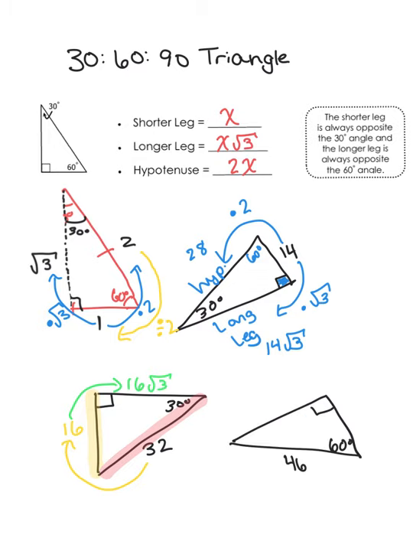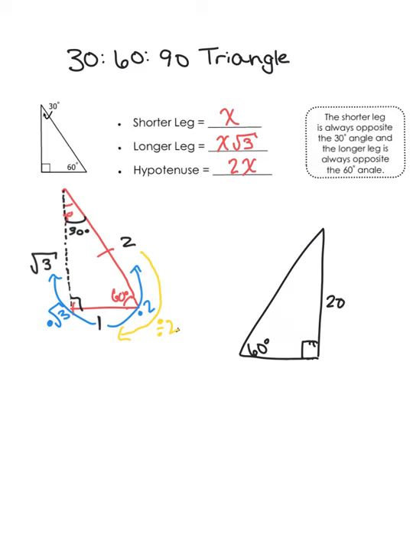Okay, so for this equation, they're telling me that the hypotenuse is 46 and that this is my 60-degree angle right here. Well, if this is my 60-degree angle, then this one is my 30-degree angle. And remember, across from my 30-degree angle is my short leg. So what do I do to go from the hypotenuse to the short leg? I'm going to divide by 2. So 46 divided by 2 is 23. To go from my short leg to my long leg, I'm going to multiply by the square root of 3. So 23 times the square root of 3 is 23 square roots of 3.